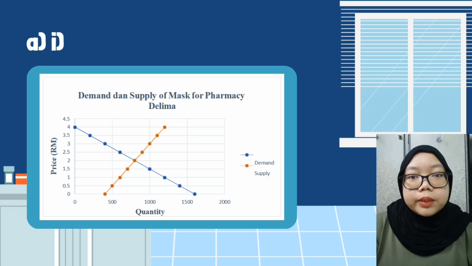When the price is low, more consumers are able and willing to buy. On the other hand, the supply line slopes upward. This indicates that when the price increases, the quantity offered by suppliers also increases. This is because producers are more interested in selling at a higher price. The point where the two lines intersect is the equilibrium point. At this point, the quantity demanded is equal to the quantity supplied. The price at this point is the stable market price, which is RM2, and the equilibrium quantity is approximately 800 units.